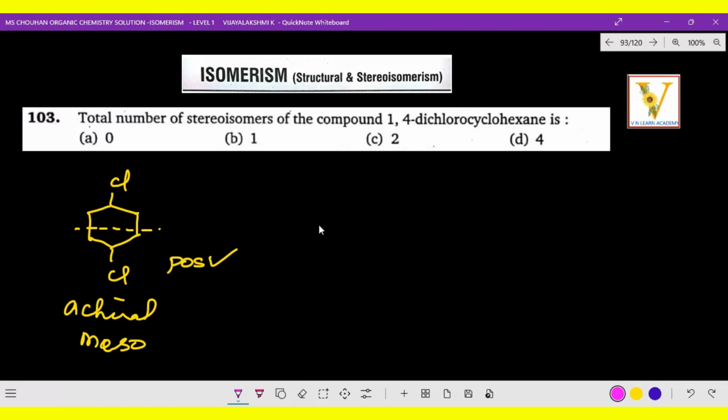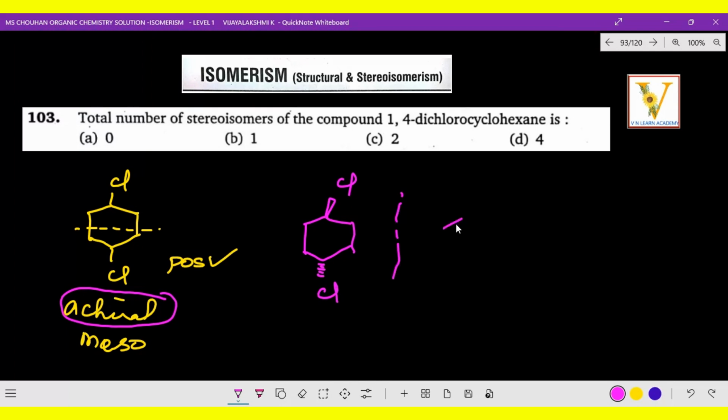How come? That first question, what we have drawn, the same idea. So here, see, meso is possible means directly we can go for cis and trans. Why? Because it's achiral, POS is present. So let us try this point. Here one side it is wedge, the other side it is dash. So that means this is a trans.